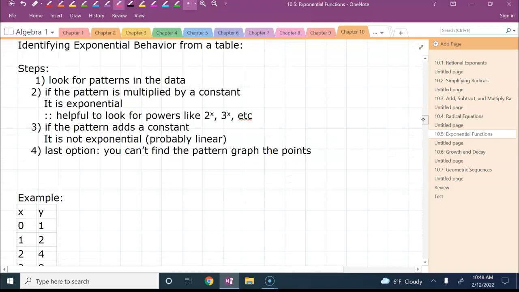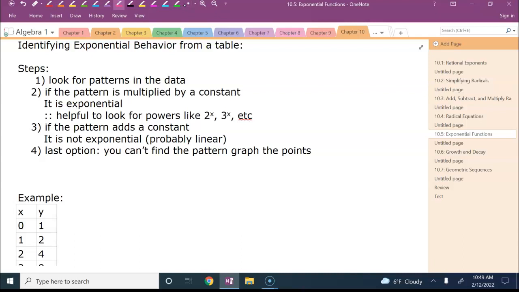Now we can also identify exponential behavior by looking at a table. So we don't necessarily need the graph to figure out what exponential function is being represented. So what you want to do for these types of problems is look for your pattern in your data. So look for those reciprocal patterns that I showed you on that last one, and then you should be able to go back and see them on that first example that we did.